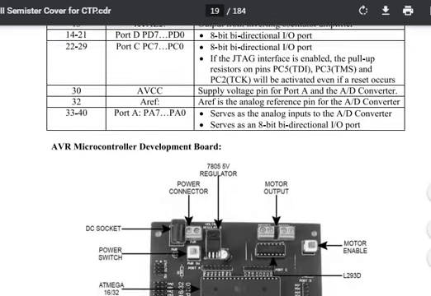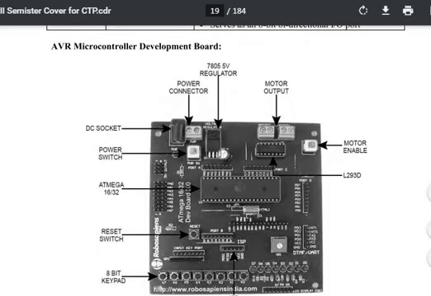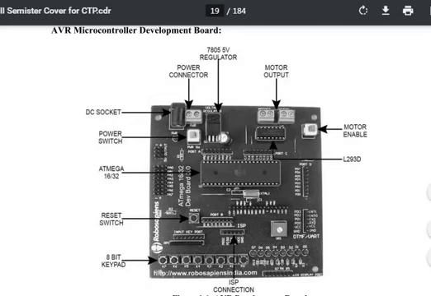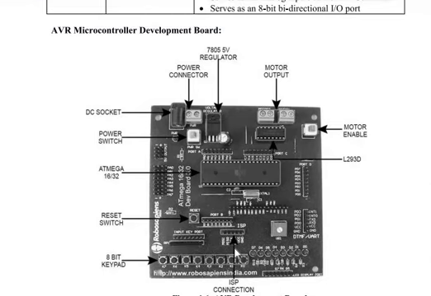Next we see the AVR microcontroller development board. The development board has an inbuilt ATmega16 or 32 microcontroller. Then the reset switch is inbuilt. It has an 8-bit keypad inbuilt. The LED connection shows the particular lines. The ISP, that is in-system programming feature, is inbuilt.